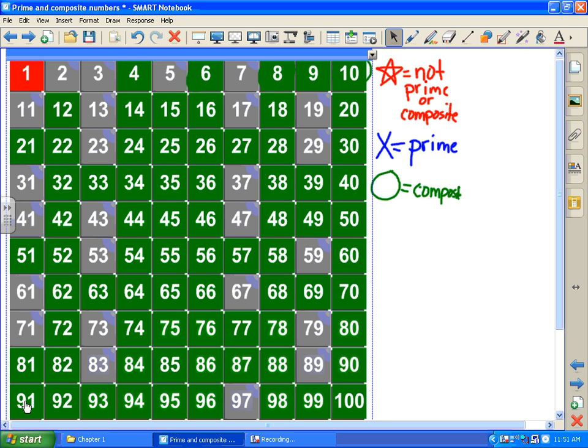Put an X on 17. It's the next prime number. Put an X on 19. Put an X on 23. Put an X on 29. So everything else is just X. Put an X on 31. Put an X on 37. 41, 43, 47. 53, 59. 61, 67. 71, 73, 79. 83, 89. And 97.